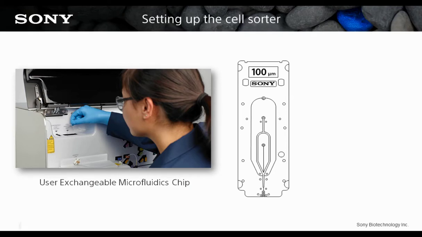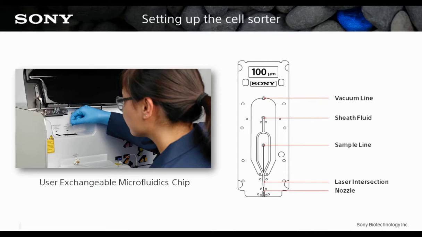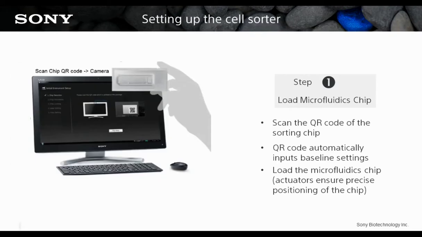The sorting chip is a user-exchangeable consumable and includes distinct ports through which sheath and sample are injected for the cell sorting process. Also, vacuum can be drawn on the chip to eliminate any trapped air that may occur during the sorter operation. And lastly, at the bottom of the chip, there is an integrated nozzle of a defined orifice size of 70, 100, or 130 micron diameter.